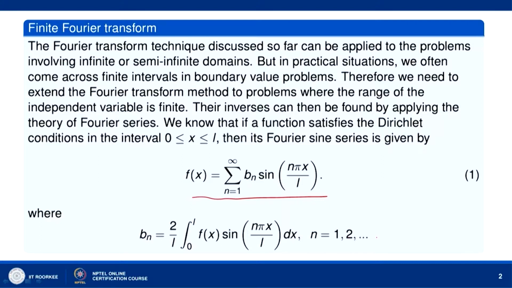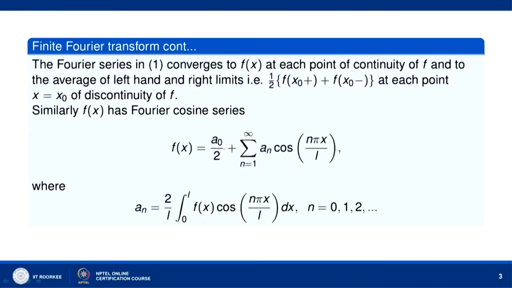If you consider the even extension over the interval −L to L, you take the function f to be an even function, then you get the Fourier cosine series, which is given by f(x) = a_0/2 + Σ (n=1 to ∞) a_n cos(nπx/L), where the Fourier coefficients a_n are given by (2/L) ∫ from 0 to L of f(x) cos(nπx/L) dx. n takes values 0, 1, 2, 3 and so on.